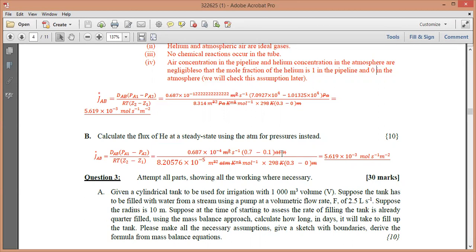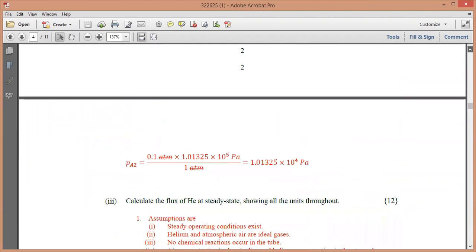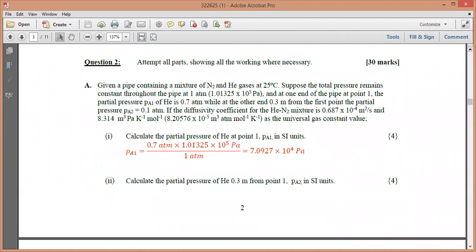Okay. What else are you doing? You are taking this value here. Initially you had it there in kilopascals per Kelvin per kilomole, and this time you're getting it in meter squared atmosphere per Kelvin. Let me just refer to the question again.